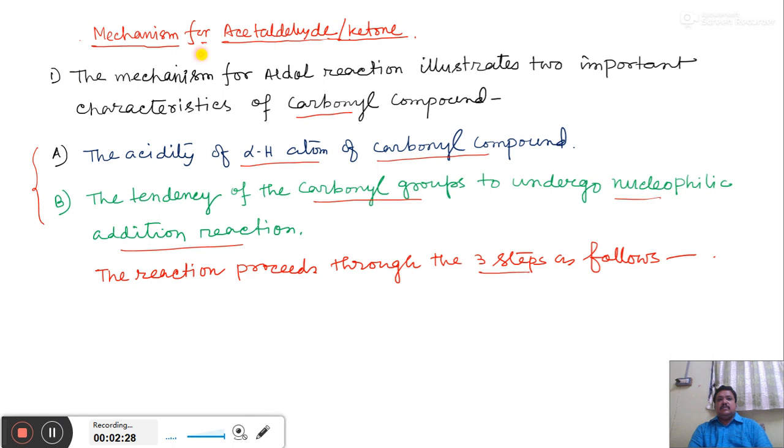In case of the mechanism for acetaldehyde and ketone, we know the mechanism for aldol reaction illustrates two important characteristics of carbonyl compounds. These are the acidity of the alpha H atom of the carbonyl compound and the tendency of the carbonyl group to undergo nucleophilic addition reaction. The reaction proceeds through the three steps as follows.